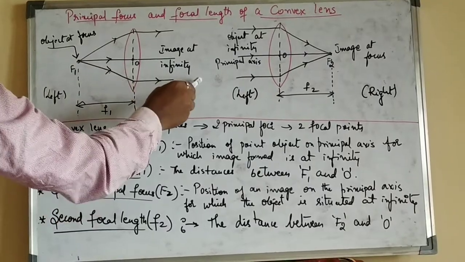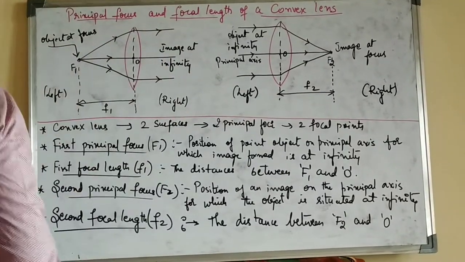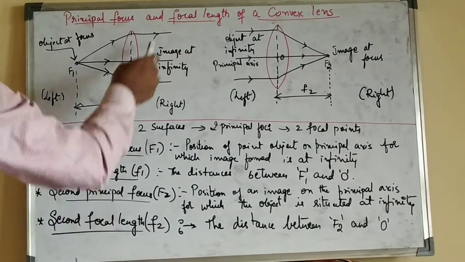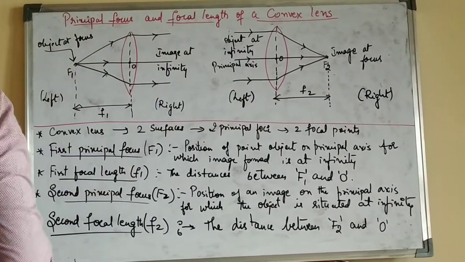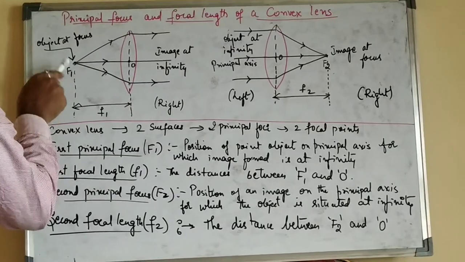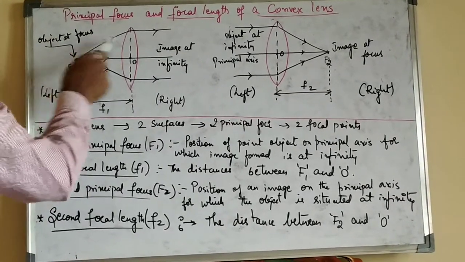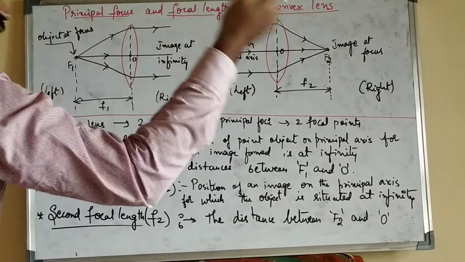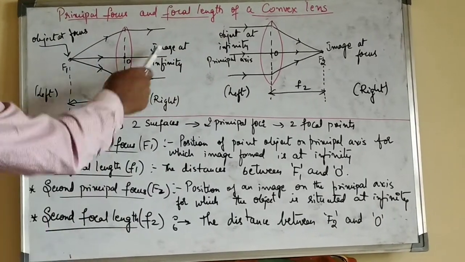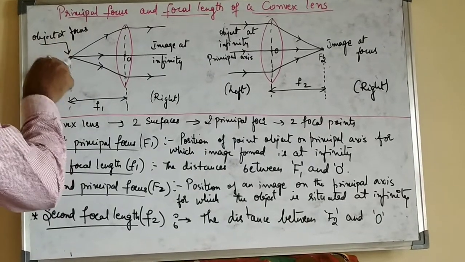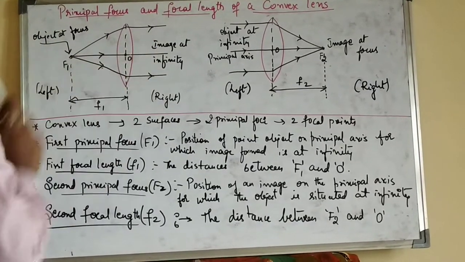All these refracted rays are moving parallel. This center line is the principal axis. These two are parallel. Now when the object is at first principal focus, the image will be formed at infinity. Remember, when the object is at first principal focus, the image is at infinity.